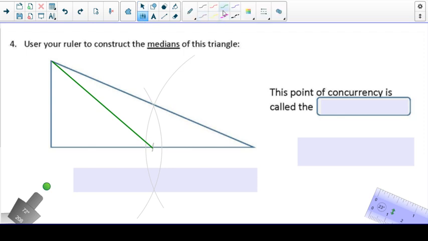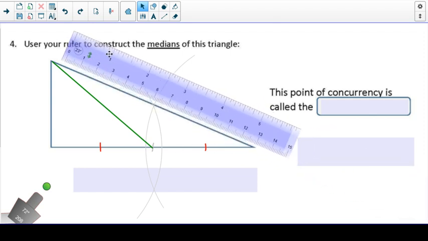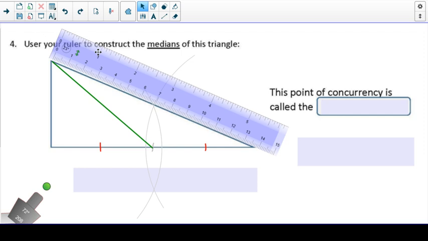And to show that this is a median, I really just want to draw in some hash marks here. So I'm going to mark this and this. That just shows that these are both equal segments, which makes this green line a median. And I need to do this for all three sides. So that's why I made my marks in light gray. I'm going to take my ruler for the second one. This is easier to do with the ruler. Again, I just wanted to remind you of how to do it with the compass.